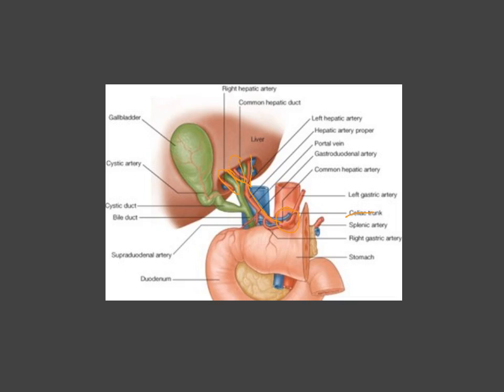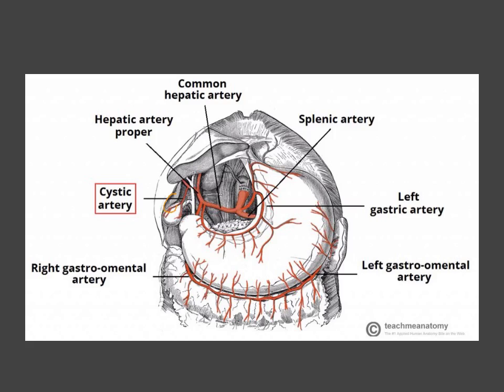From the right hepatic artery we have the cystic artery, and as we notice here, the cystic artery will reach the neck or the infundibulum of the gallbladder and will be divided into the anterior and the posterior cystic arteries. So here we can see the anterior and the posterior cystic arteries.